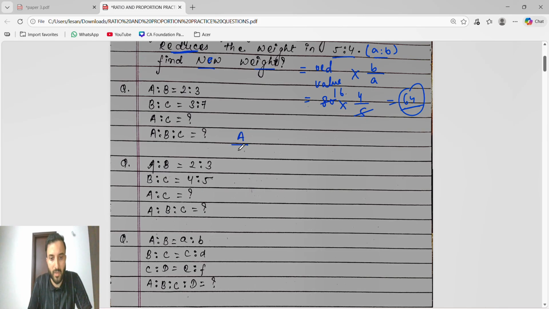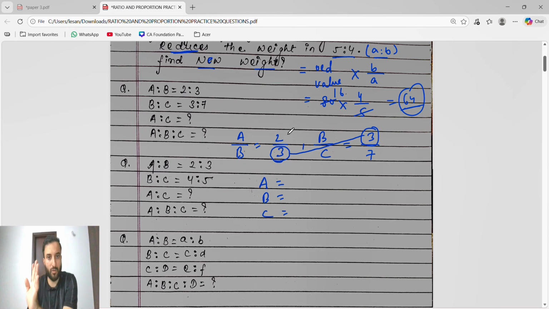See, we will write a by b equals 2 by 3, and then b by c equals 3 by 7. So guys, we see a very simple thing: b is 3 and b is 3, which means the b values are the same. If these two are the same, what is the value? Guys, you know how to find the values of a, b, c. For finding the a value, we will just apply the direct method for finding that continued ratio. You know the concept of how to find the continued ratio.